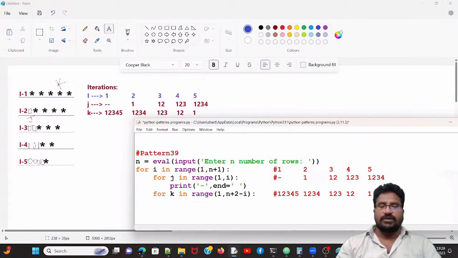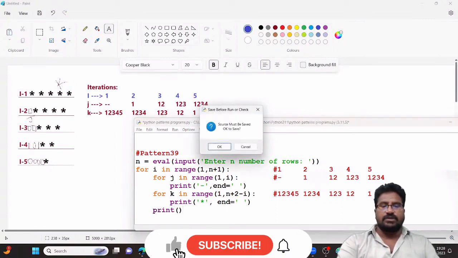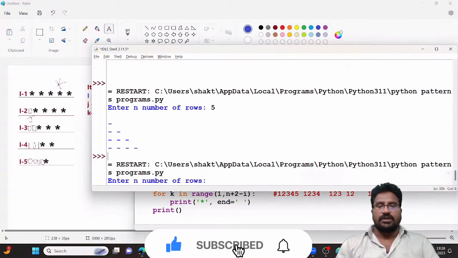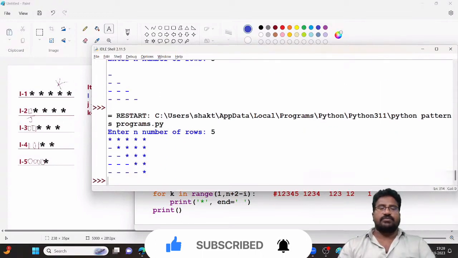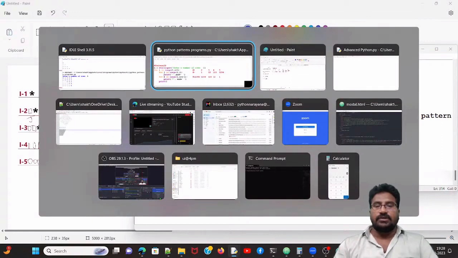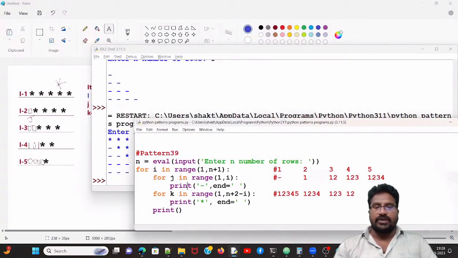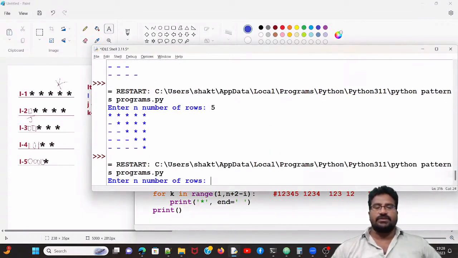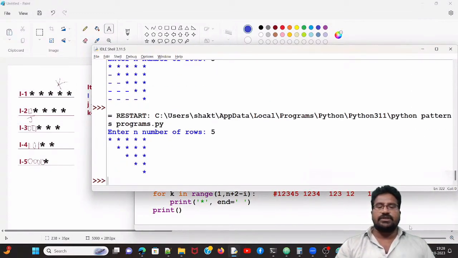Each time what is displaying? A star is displaying, so print of star with end equal to empty space. That's all. Then we take the print. Now let's run the file. Now all of you observe, we're taking the space. Yes, you can see now.